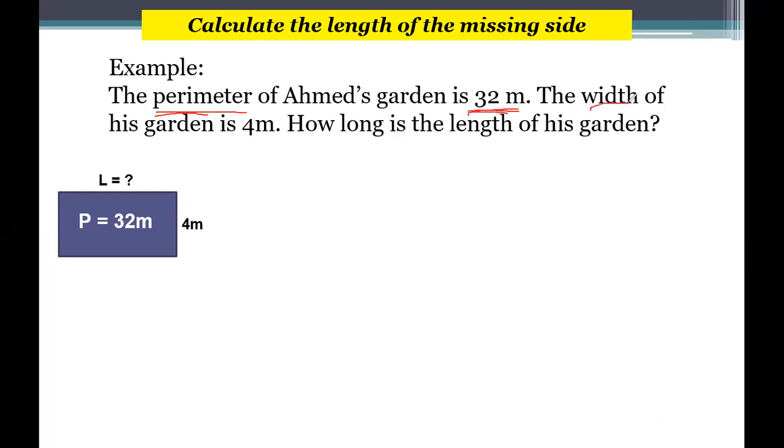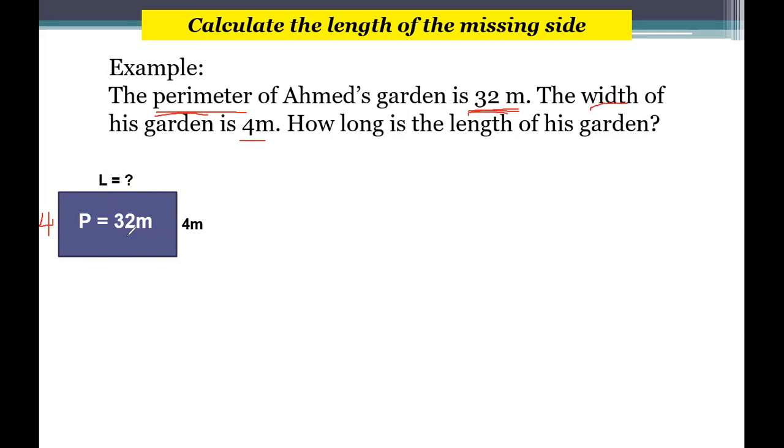The width is 4 meters. So you can draw the rectangle, okay? So this is the rectangle and the width is 4 meters. So therefore, the opposite side is also 4 meters. Don't forget that one. So you can draw a diagram so that you will remember. Now, what is the missing length if the perimeter is 32?